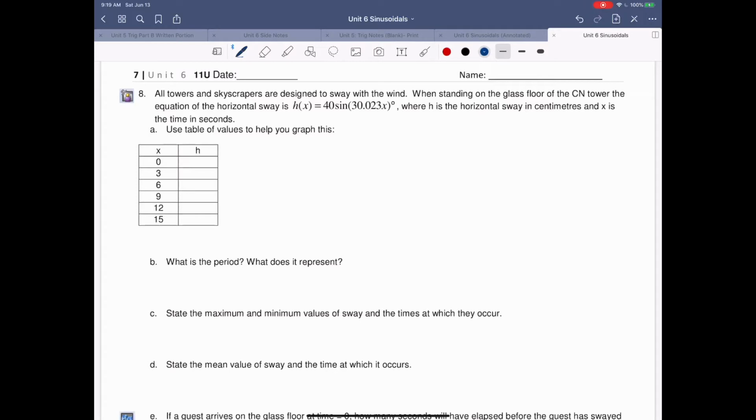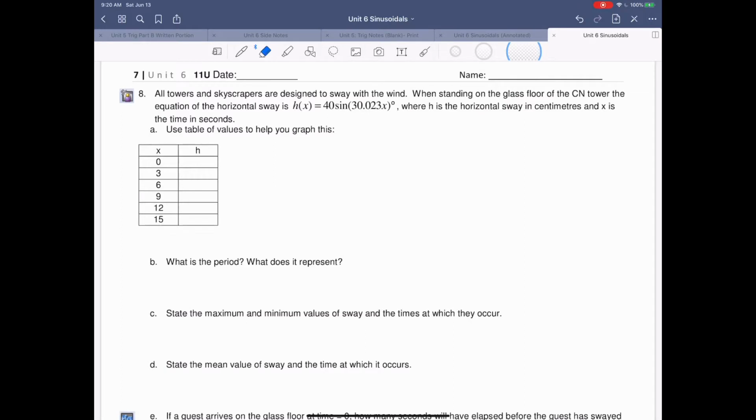Question 8. All towers and skyscrapers are designed to sway with the wind. When standing on the glass floor of the CN Tower, the equation of the horizontal sway is the following, where h is the horizontal sway in centimeters and x is the time in seconds. Use the table of values to help you graph this.